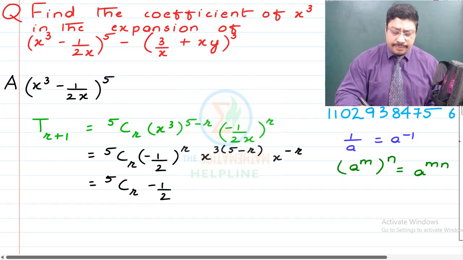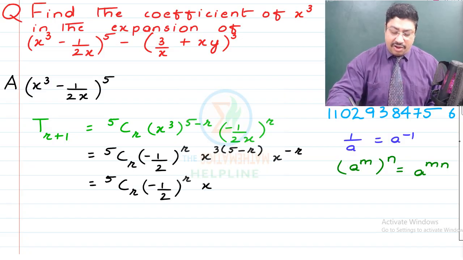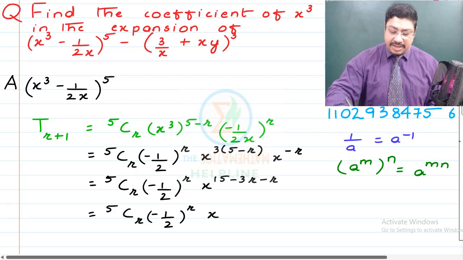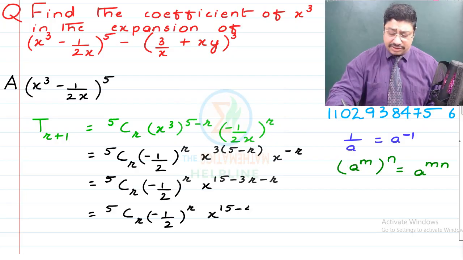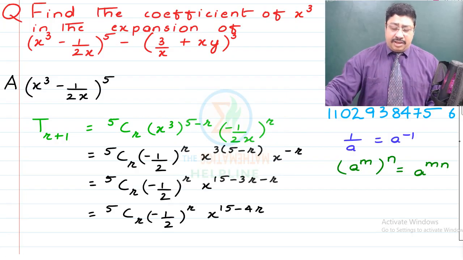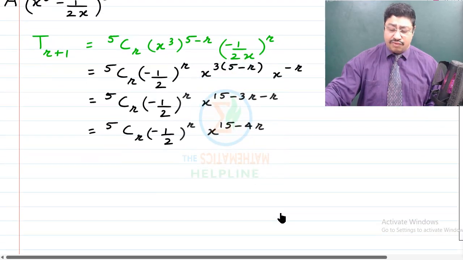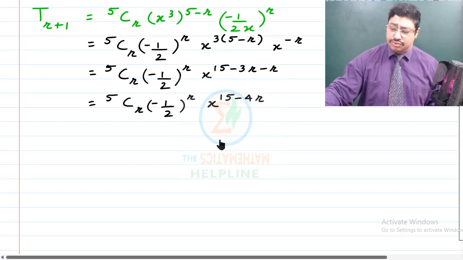minus 1 upon 2, raised to the power r, and then we will calculate the power of x here. That becomes 15 minus 3r and minus r. So thus we can write this as 5Cr, minus 1 upon 2 raised to the power r, and further that gets multiplied with x raised to the power 15 minus 4r, right? Now we want this as 3. So we will write 15 minus 4r, which is the power of x, to be equal to 3.